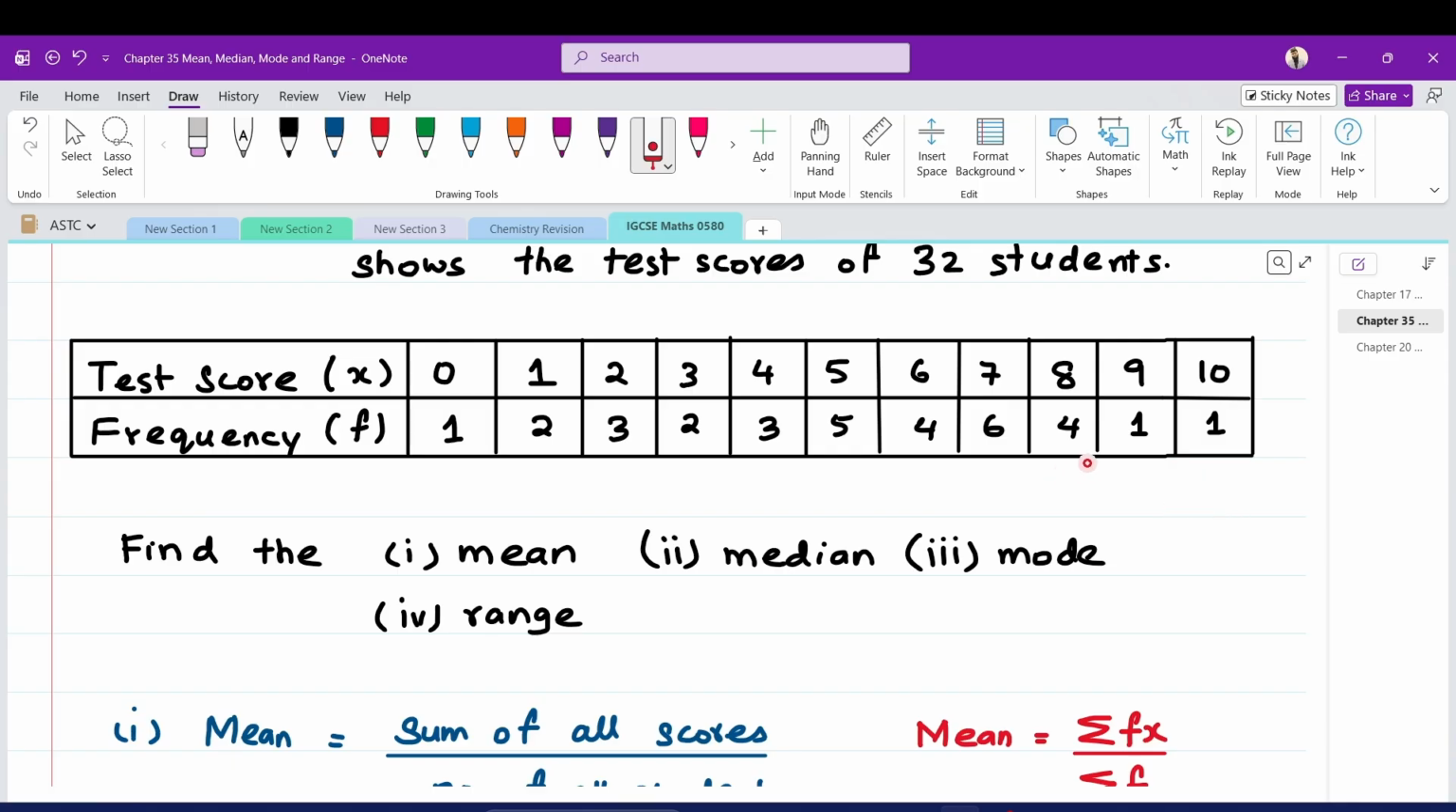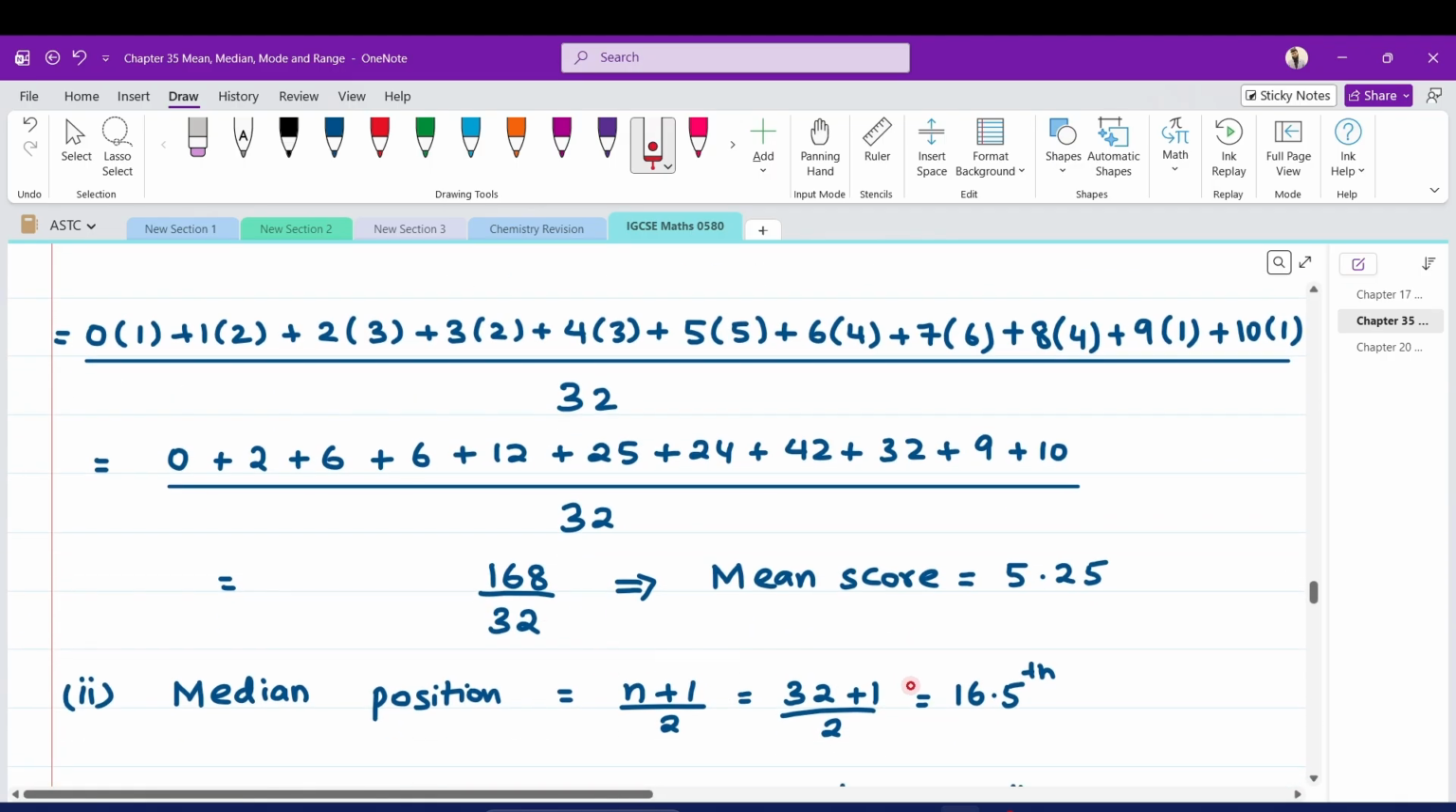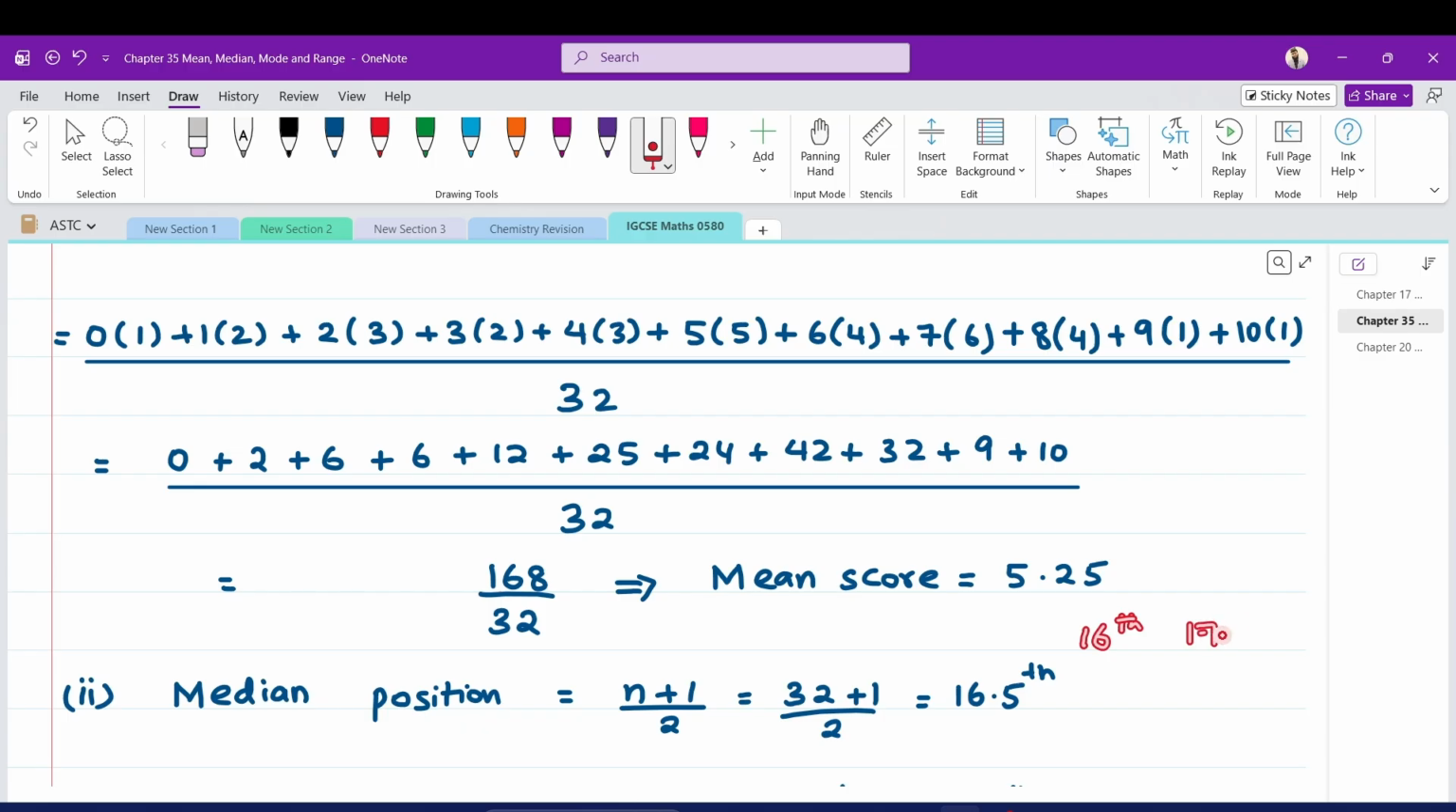So what we do instead is find the median position. If you recall from our previous lecture, we use the formula n plus 1 divided by 2 to find the position of the median. Because the value of n is 32, that would be 32 plus 1 divided by 2, which is 33 upon 2. That working is already done here. That is the 16.5th position, which means my median is going to be between the 16th data and 17th data.